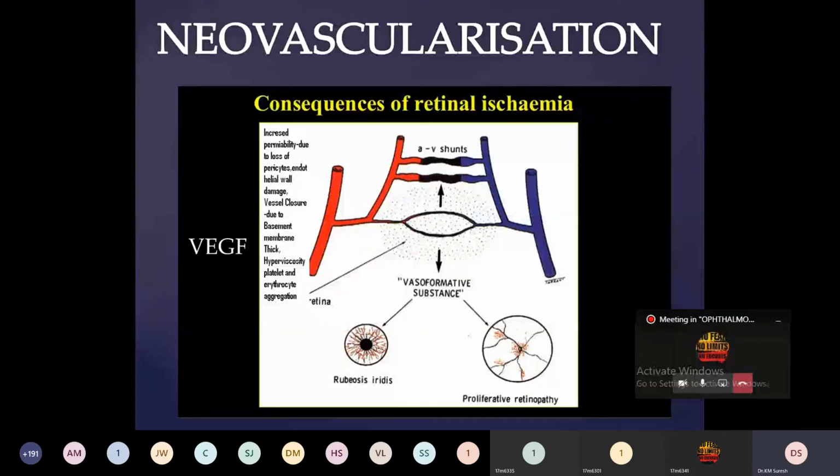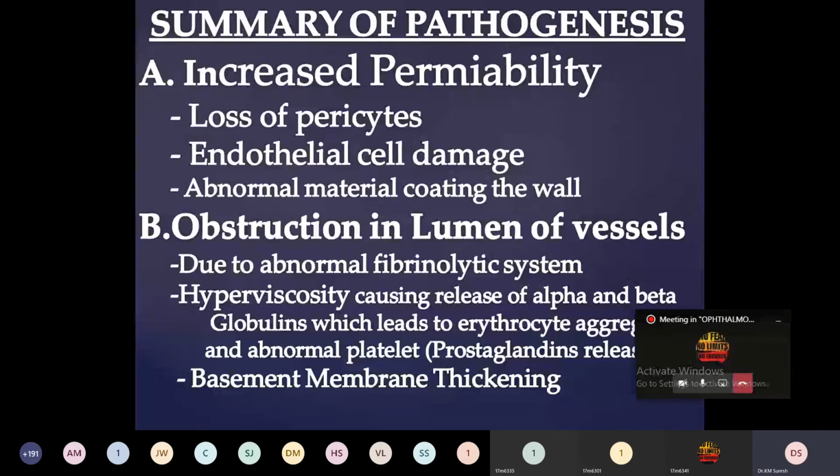So coming to the summary of pathogenesis, if you observe very carefully, you can see that there is both leakage and blockage. Anyway, those terminologies should not be used because they are not supposed to be used by the medical student. You are supposed to remember that it is basically increased permeability and obstruction in the lumen of vessels.